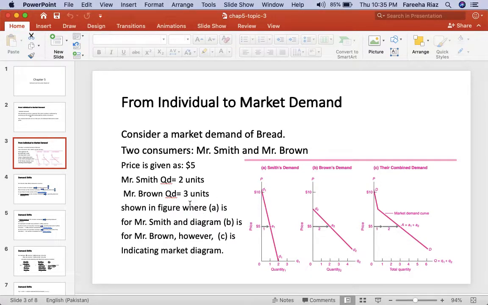Now, when we combine these two diagrams, it gives us the market demand of the product, a downward sloping curve, but relatively flatter, which shows that when we add the demand of the first consumer as well as the demand of the second consumer, it gives us the market demand of bread in the market.